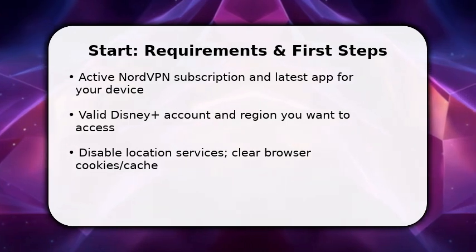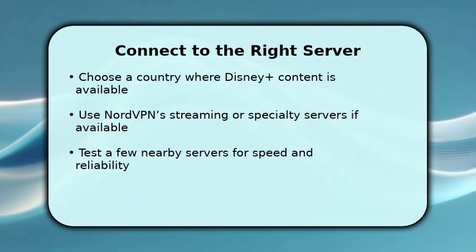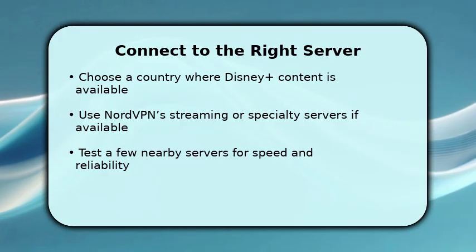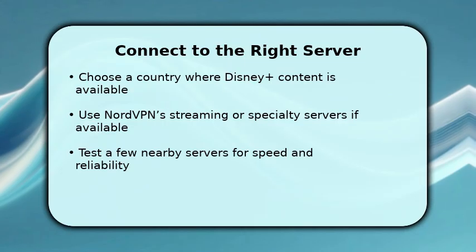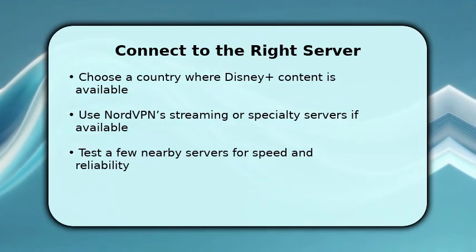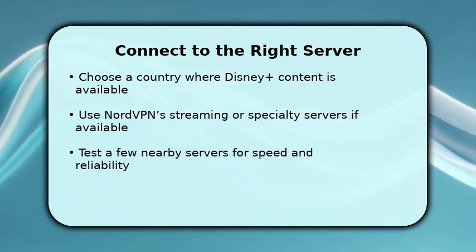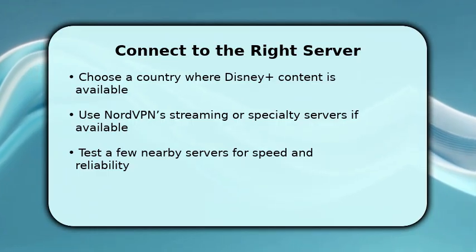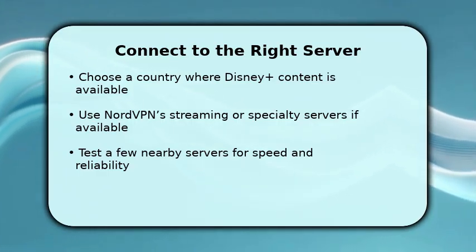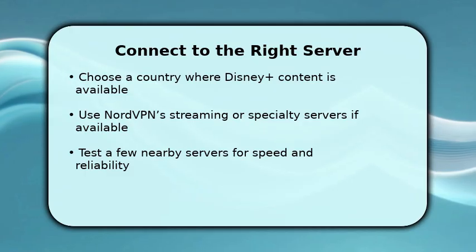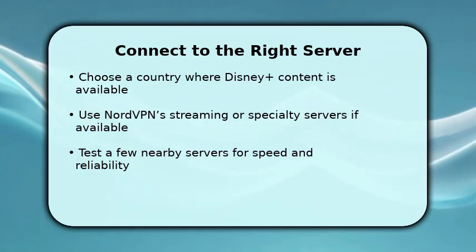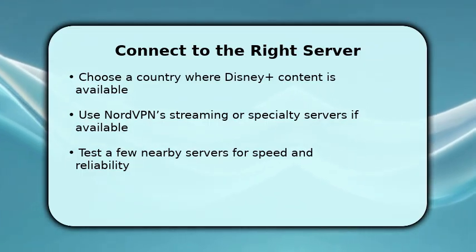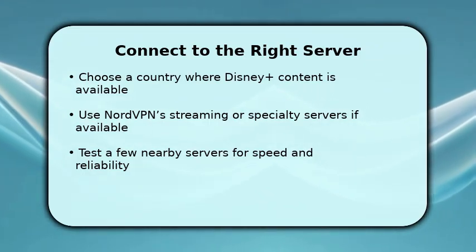Next, pick the optimal server. Open NordVPN and select a country where Disney Plus offers the catalog you want. Use NordVPN's streaming or dedicated servers when present because they're optimized to bypass blocks. Once connected, run a quick speed test, and if needed, switch to a geographically nearby server in that country to reduce latency. Make sure the VPN shows a secure connection if video buffering persists. Try a different protocol in settings to improve throughput and stability.